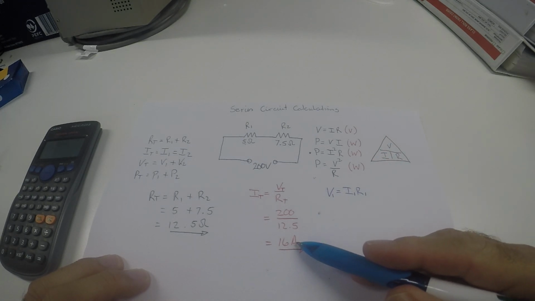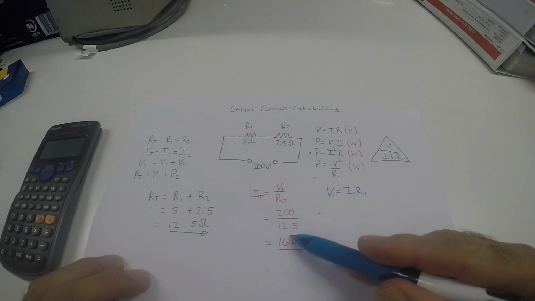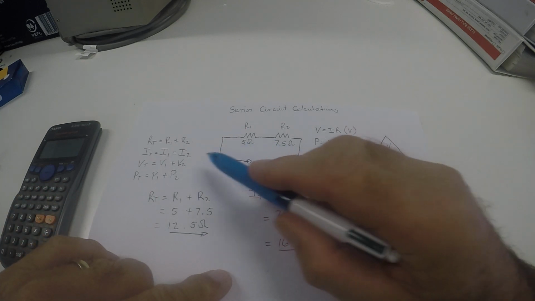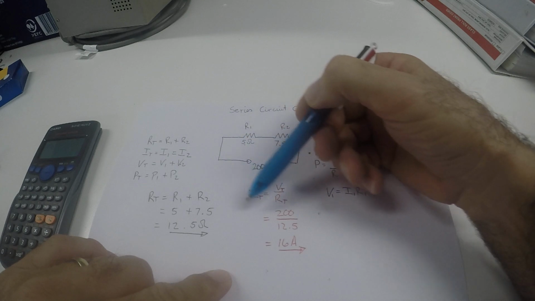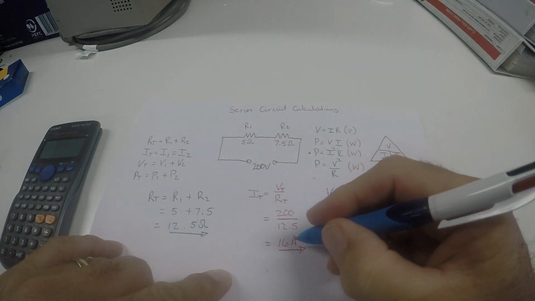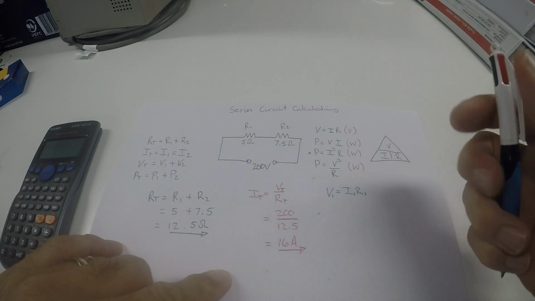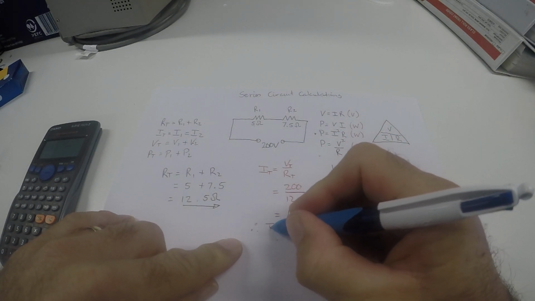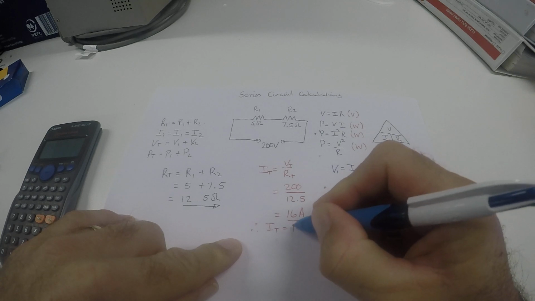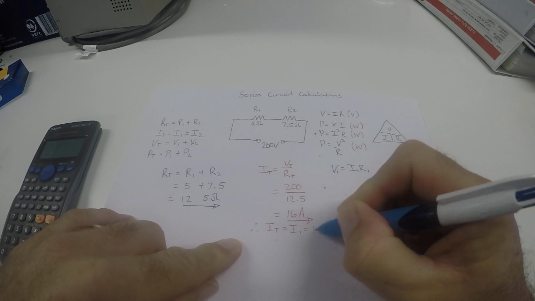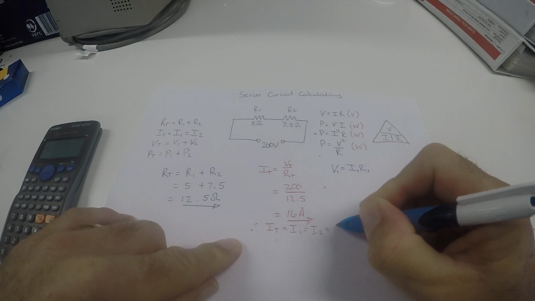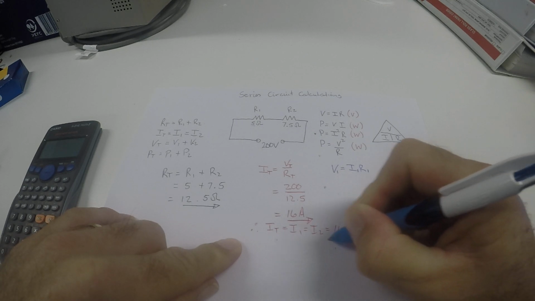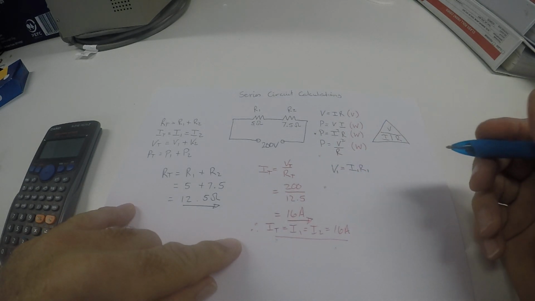One thing that we need to realize or recognize here from this and from that is that these currents are all the same. So I can say that this I total equals I1 and it equals I2, which equals 16 amps. Very important that I recognize that.